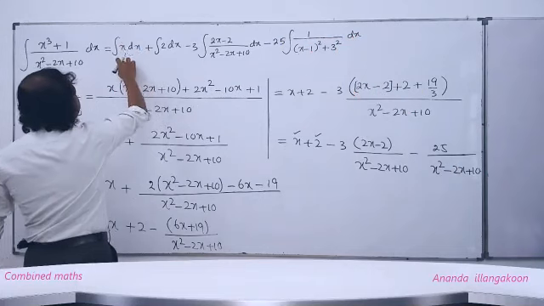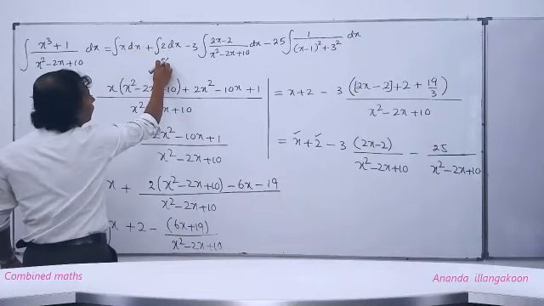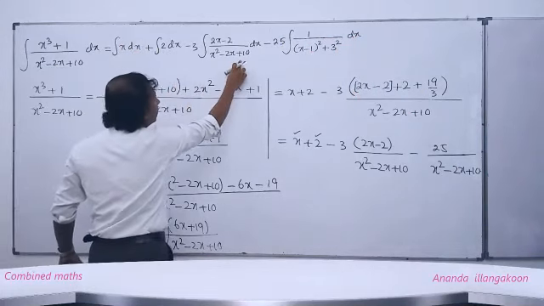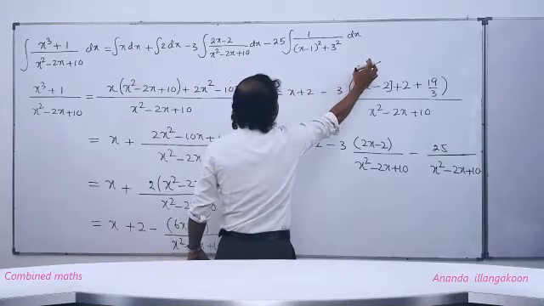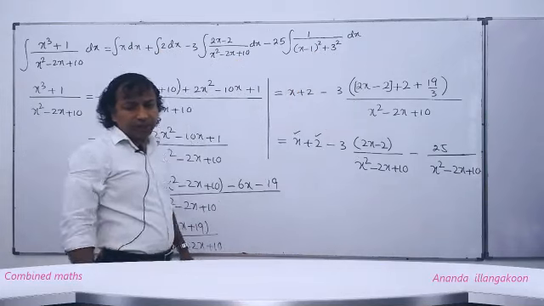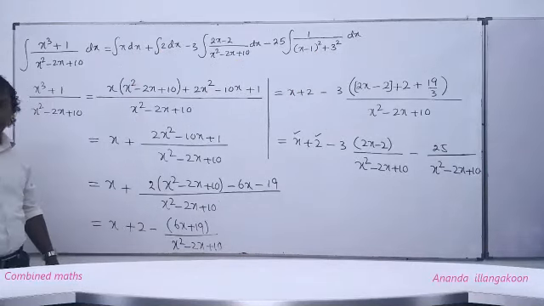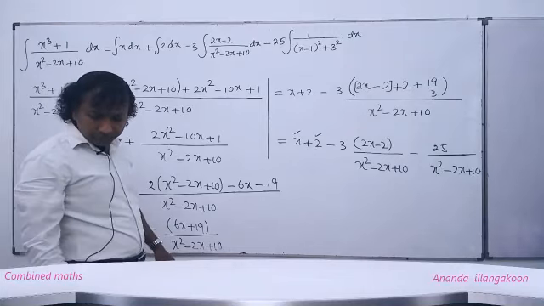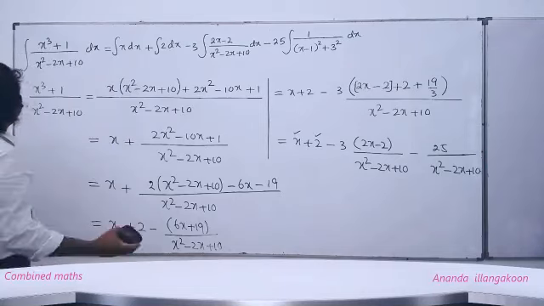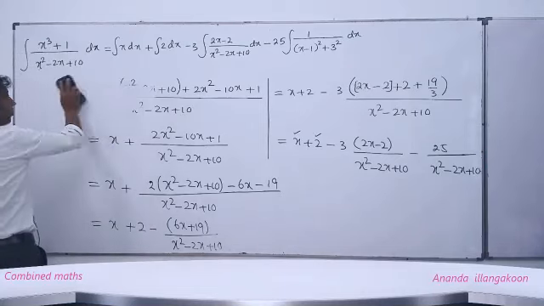Here x squared by 2, this is 2x, minus 3 ln of the denominator, minus 25 times tan inverse of (x minus 1) divided by 3, plus c is the final answer. Okay, people, right? Understood that? Right. Now, shall I erase this one?